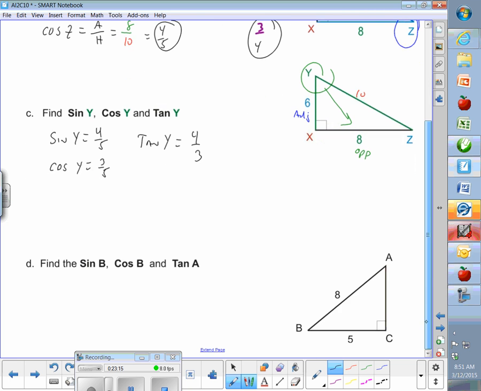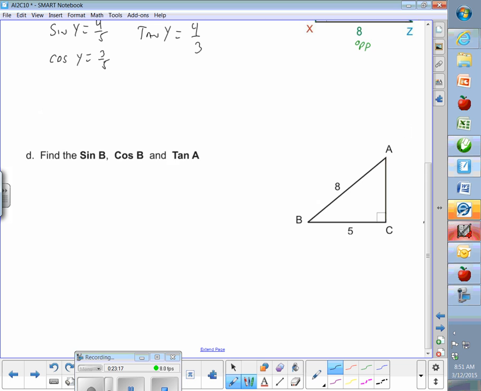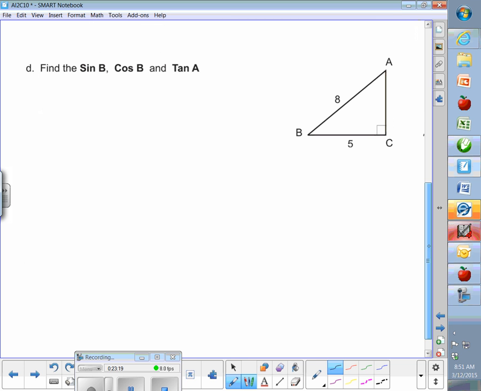All right, so let's do this problem here. All right, do we have all three sides right now? No. So the first thing we got to do is we got to find that third side. Are we finding the hypotenuse or one of the legs? Which one?